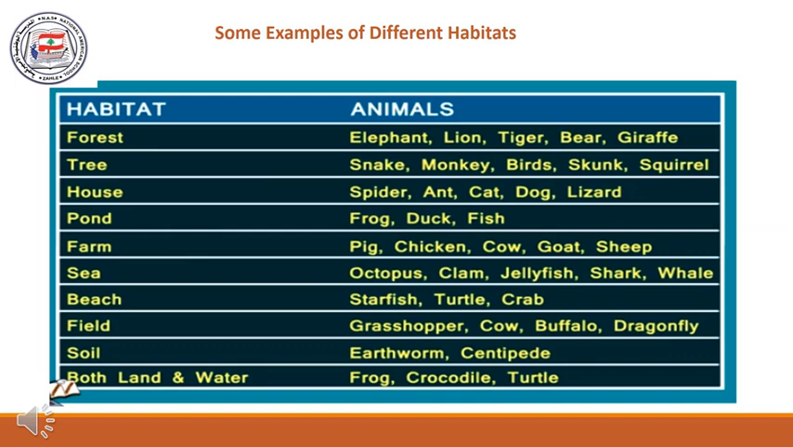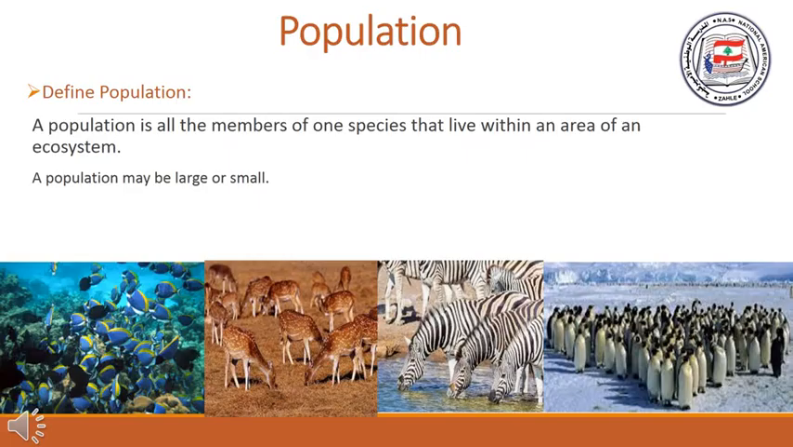A field for grasshoppers, buffaloes, cows, and other animals. The soil. So some kinds of animals live under the ground in the soil, like the earthworms and centipedes, so their habitat is the soil. And other kinds of animals, their habitat is on land and water, like the frogs, crocodiles, and turtles.